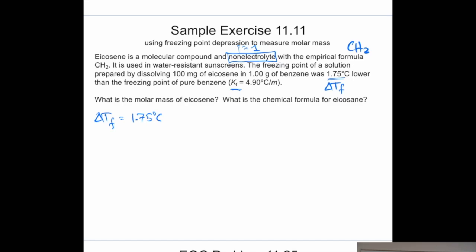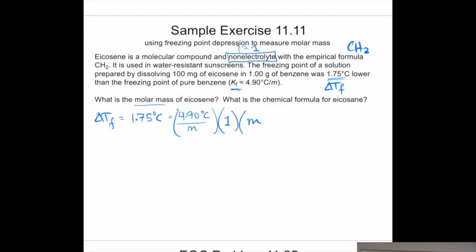And that's equal to K sub F, which is 4.90 degrees Celsius per molal, times the Van 't Hoff factor, which is 1, because it's a non-electrolyte, multiplied by, now here's the unknown, okay? We're asked for the molar mass of icosine. Really, what we can solve for here is the molality. Let's just keep the molality as the unknown.